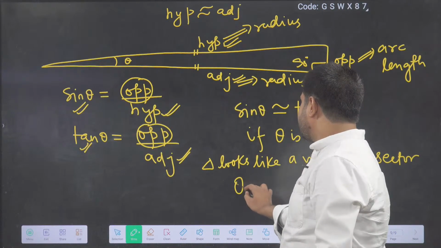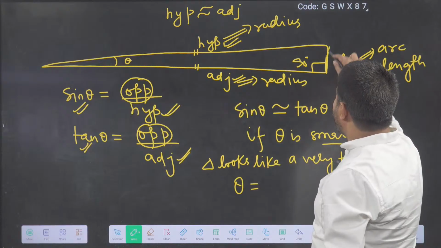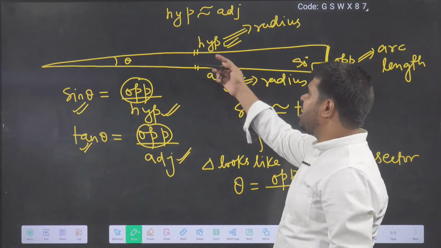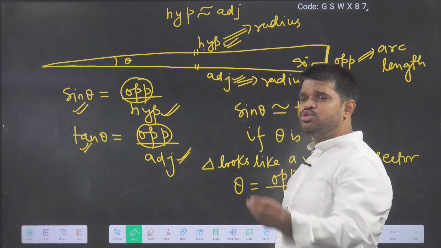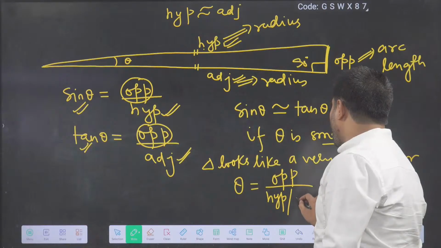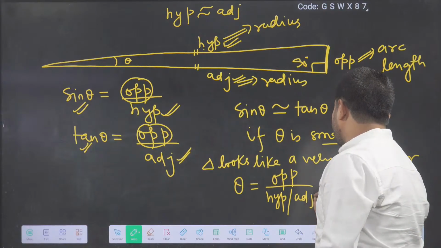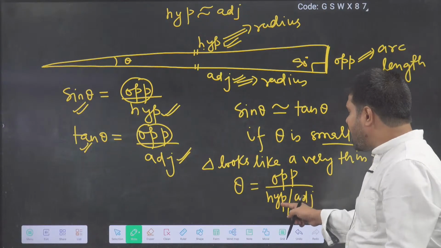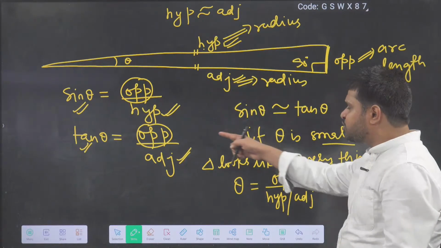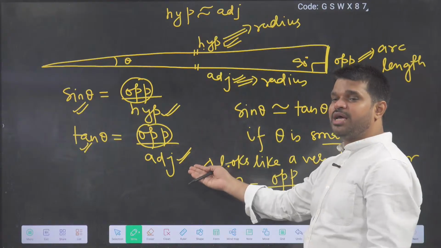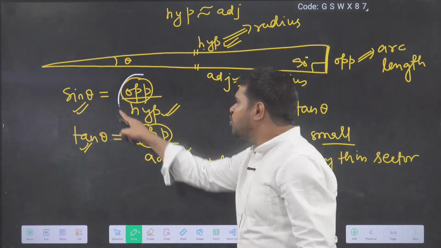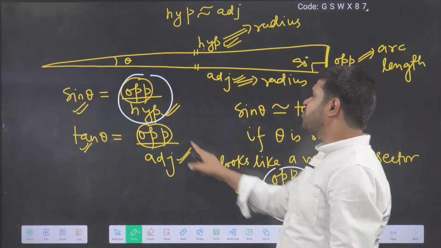Now theta equals, what is arc length here? Opposite. What is radius here? Either hypotenuse or adjacent. Opposite by hypotenuse is sin theta. Opposite by adjacent is tan theta. So these two formulas are already written. So this quantity is equal to this quantity, which means theta must be equal to sine theta.